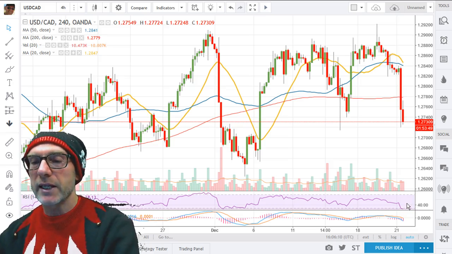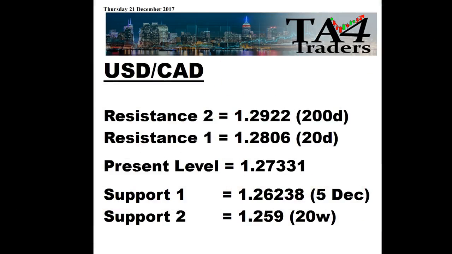Okay, looking at the support and resistance levels, we've got resistance at 128.06 from the 20-day, then from the 200-day 129.22, with support from the 5th of December 126.238. That also marks the lower boundary of the range trading, and then there's support at the 20-week at 125.90.